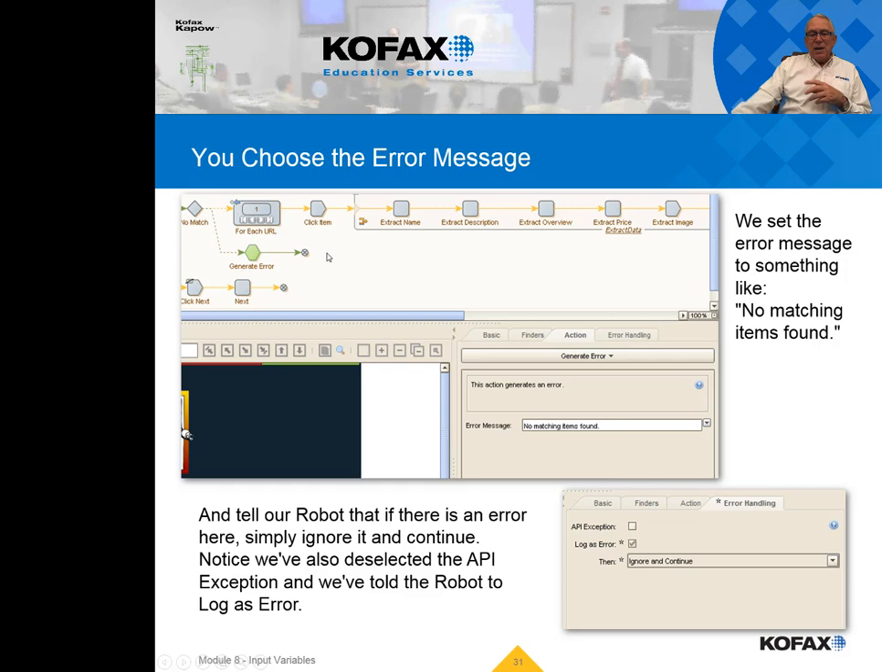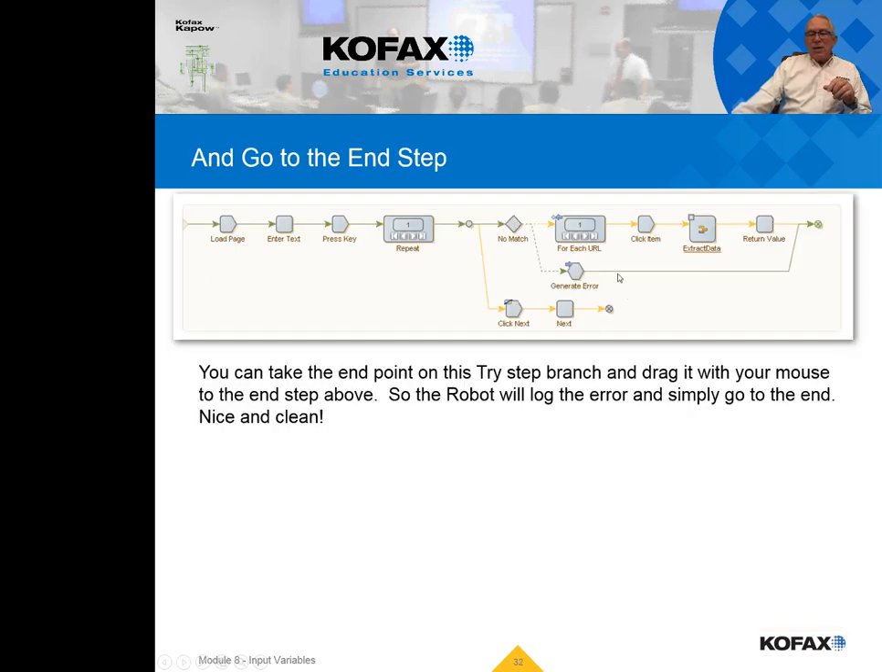The end step. Now, just to make our robot a little bit neater, what I've done here then is I grabbed that end step and I dragged it up to the other end step so that instead of having all these multiple endpoints, at least in this case, I take it right back to the original one. So if there's no matching item, we simply log the error and we stop the robot. We end it right there, but no API exception is thrown.